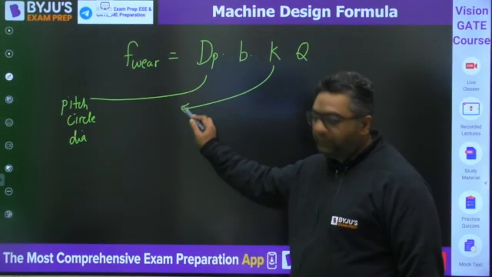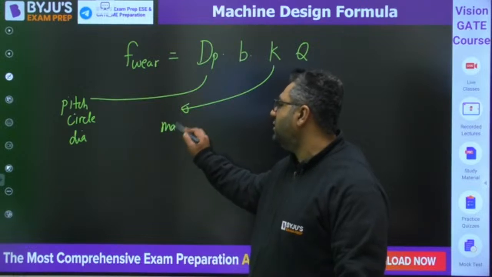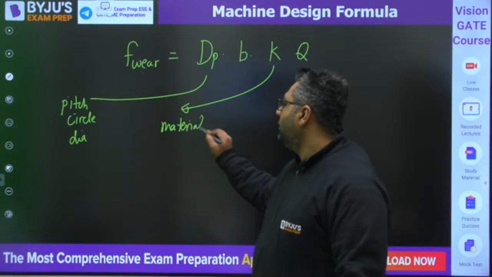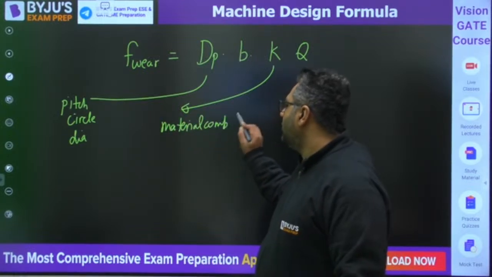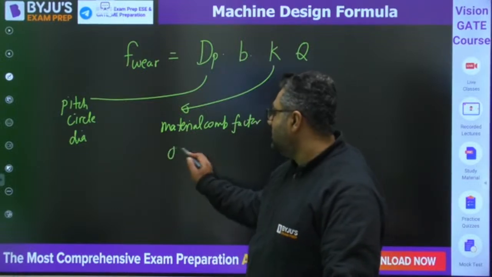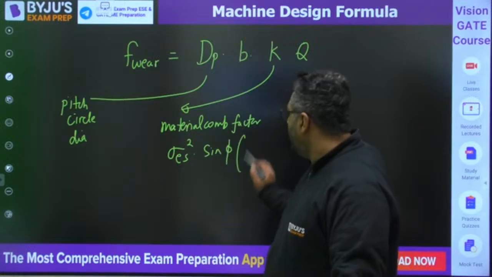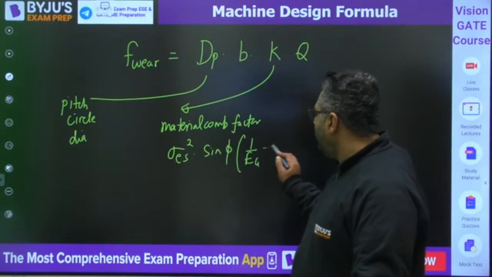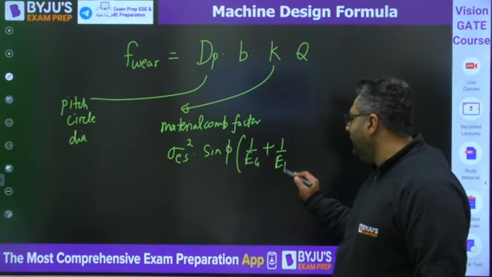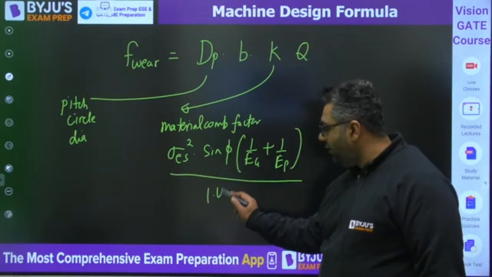What is K? When we are talking about K, K is said to be the material combination factor. It is defined as sigma ES ka square sin phi, 1 upon EG plus 1 upon EP. Here E is the Young's modulus of pinion and gear, divided by 1.4.